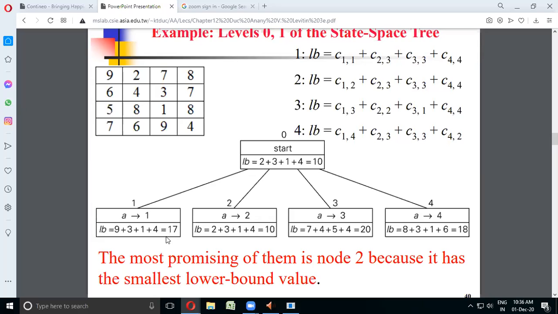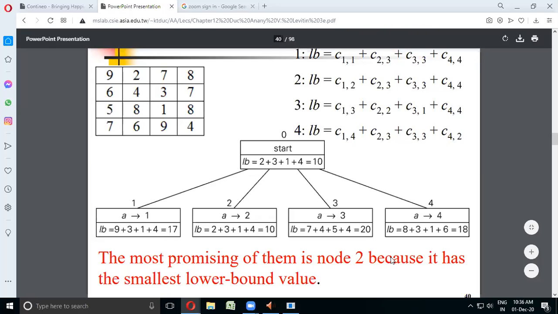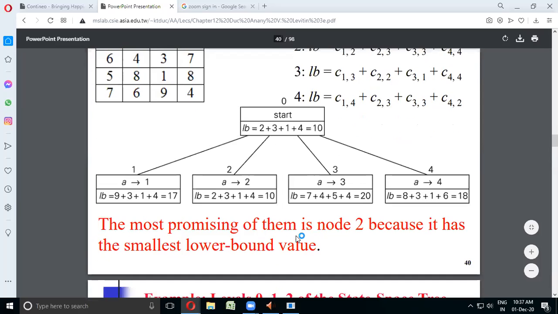In that, look at the values 17, 10, 20 and 18. So which is the smaller one? 17, 10, 20 and 18. Out of 17, 10, 20 and 18, the most promising is node 2. So this I'm just calling 1, 2, 3, 4. The most promising of them is node 2 because it has the smallest lower bound value. So among all these, I have to select this, right? 2 plus 3 plus 1 plus 4. So that will be the most promising node. So let us go to level 2. Okay, so I have got this.